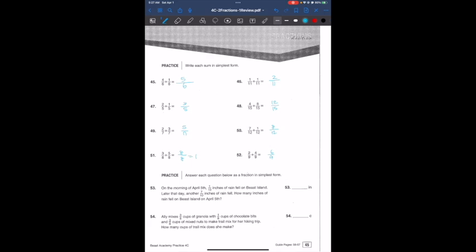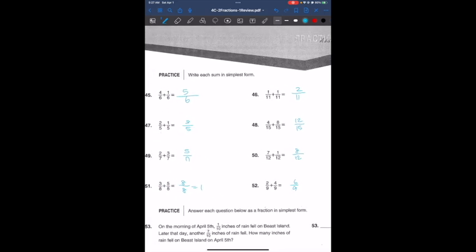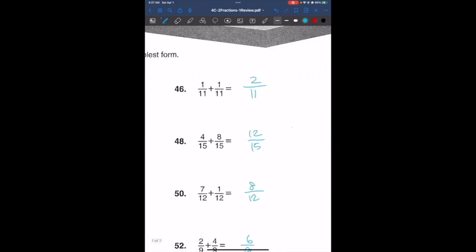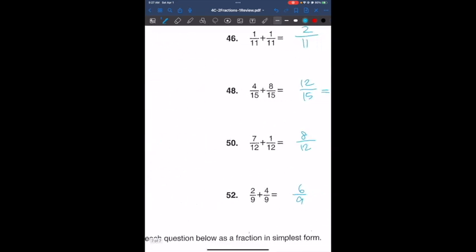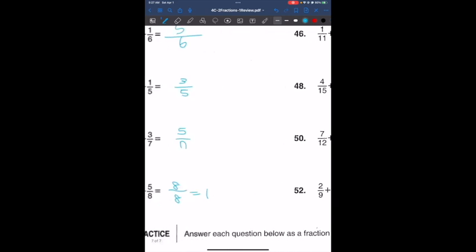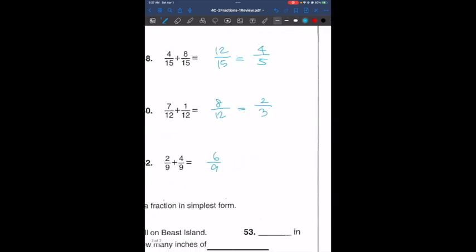And then it says write in simplest form. So we can simplify. If we have 12 over 15, we can divide both by 3. So we can get 4 over 5. And then for 8 over 12, we can divide both by 4. So we can get 2 over 3. And then for 6 over 9, we can divide both by 3, so we can get 2 over 3.